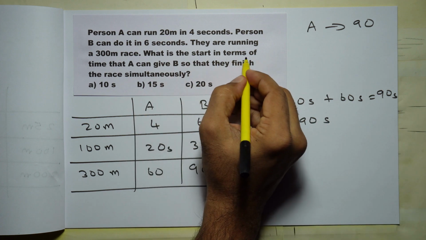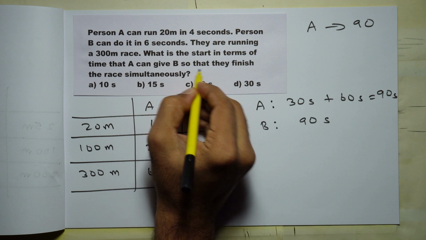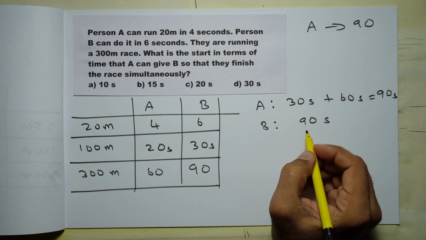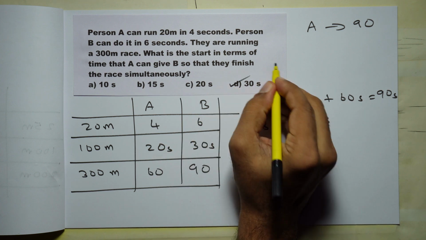So what is the start in terms of time that A can give B so that they finish simultaneously? A should allow B to run for 30 seconds. So option D, 30 seconds.